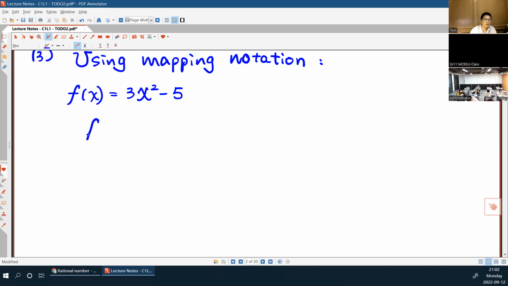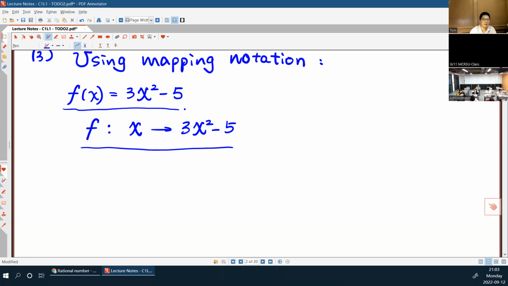First, write the name of this mapping or name of this function, f, followed by a colon, that's 2 dots, right? And then we say it maps from x to 3x squared minus 5. That means for any given element x, the image of x is 3x squared minus 5. This is another type of notation of a function f(x). So basically, they are the same thing, okay?